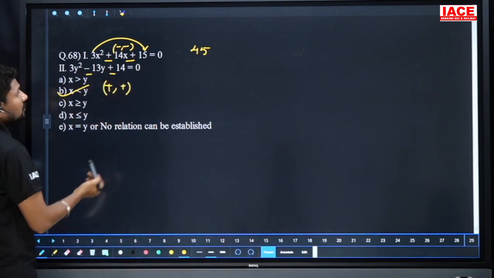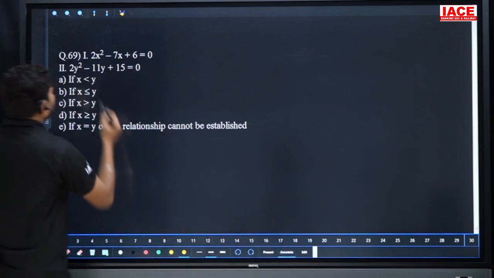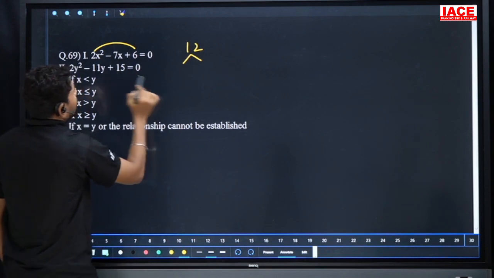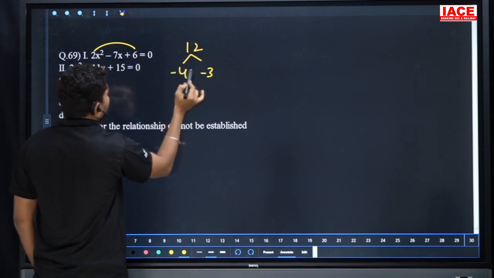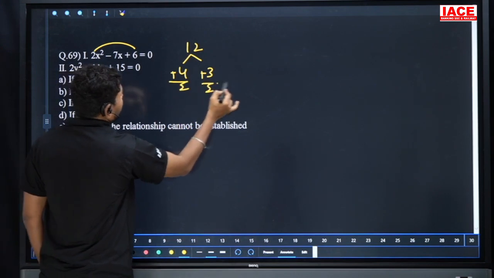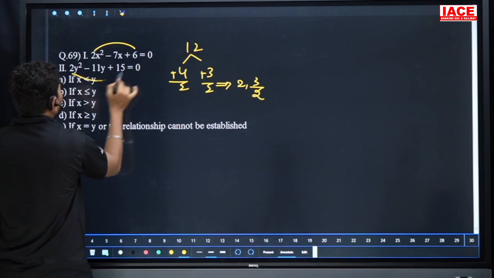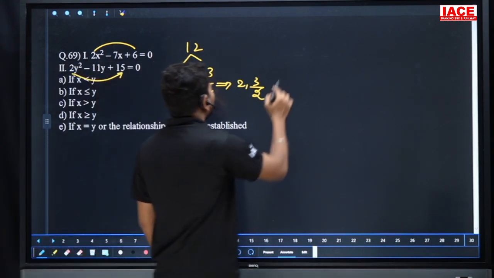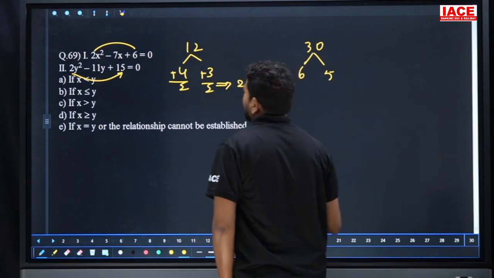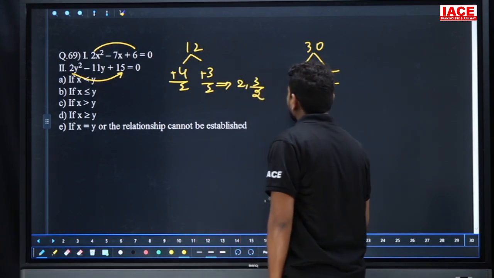Here also no need to go for factors. And here 2 6s are 12, 12 we can write 4 3s are 12, minus and minus, but minus plus is always giving plus plus divided by 2. Then final factors are 2 comma 3 by 2. And next 2 15s are 30, you can write 6 comma 5, and here also divided by 2. When you are dividing with 2, what is the value you will get?